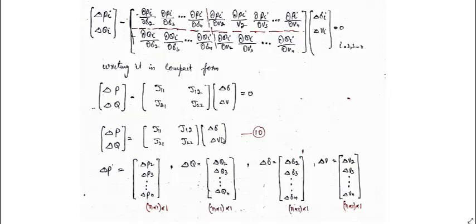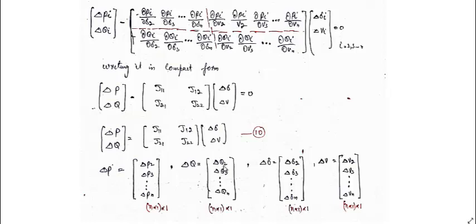This is equation 10. I have just taken this whole side to the right side of this equation. So this will be delta P by delta, and it will be equal to like this. Here delta P is actually delta P2, delta P3 up to delta Pn, and the order of this matrix will be n minus 1 cross 1.